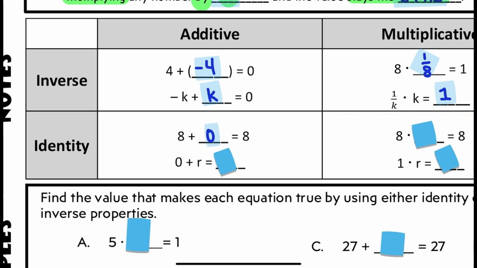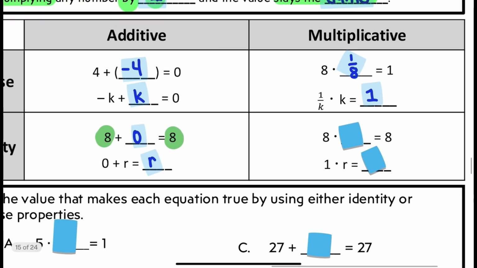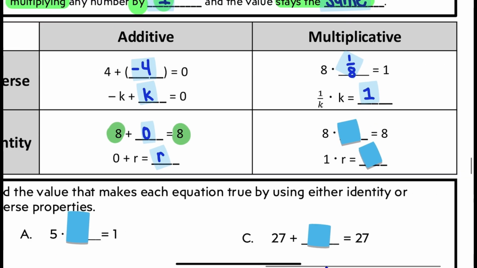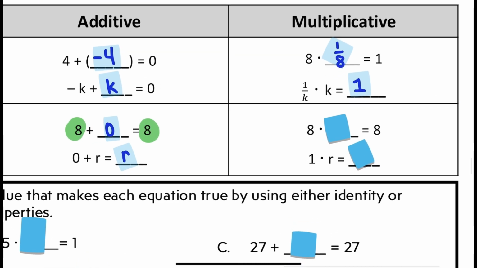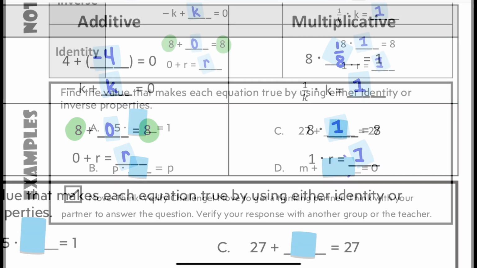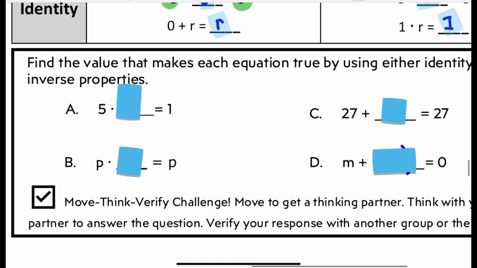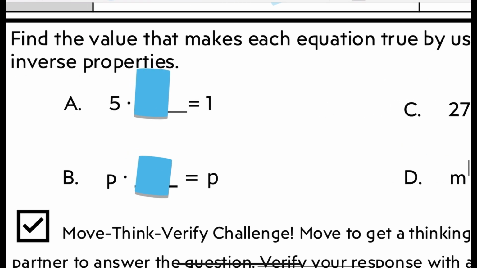For the identity property, remember the number will always stay the same in the equation or example. So 8 plus 0 equals 8. 8 is the same number on both sides of the equal sign. 0 plus r equals r. And then for the multiplicative identity property, the number is going to stay the same because if we multiply 8 times 1, that gives us 8, and then 1 times r is r.